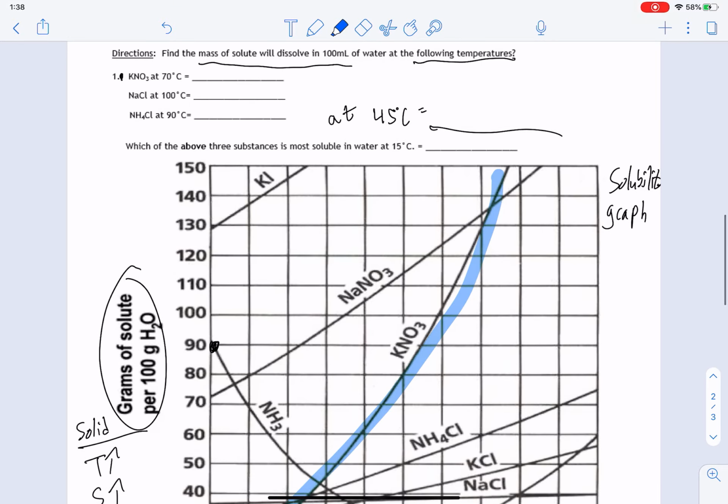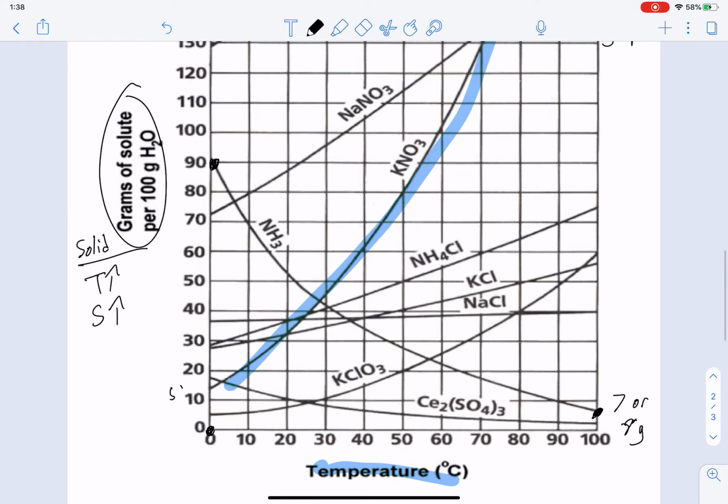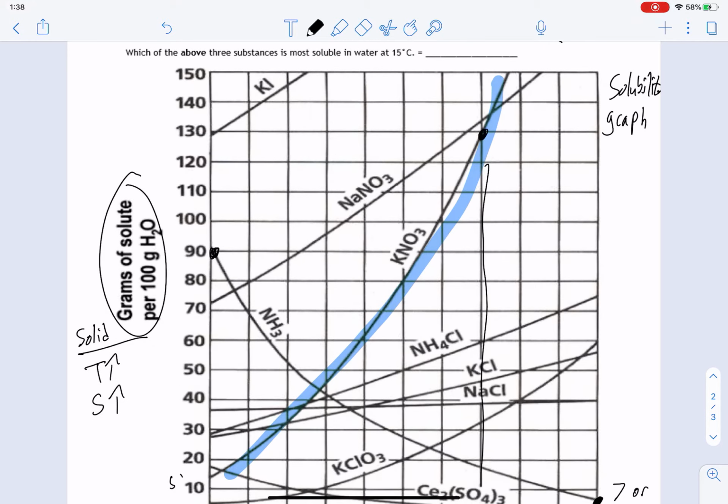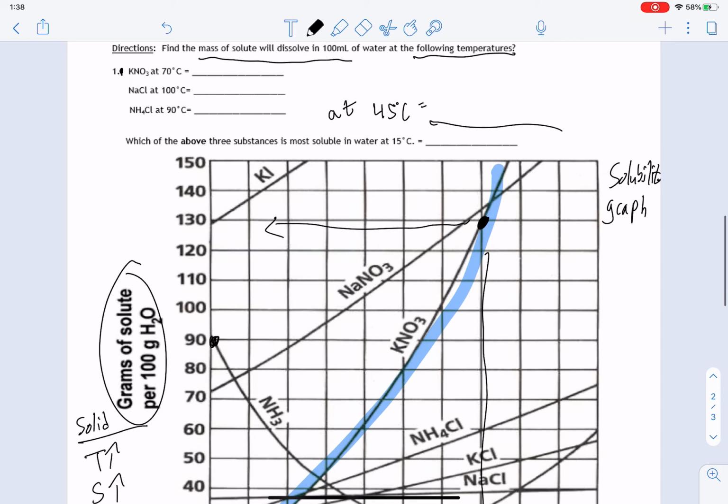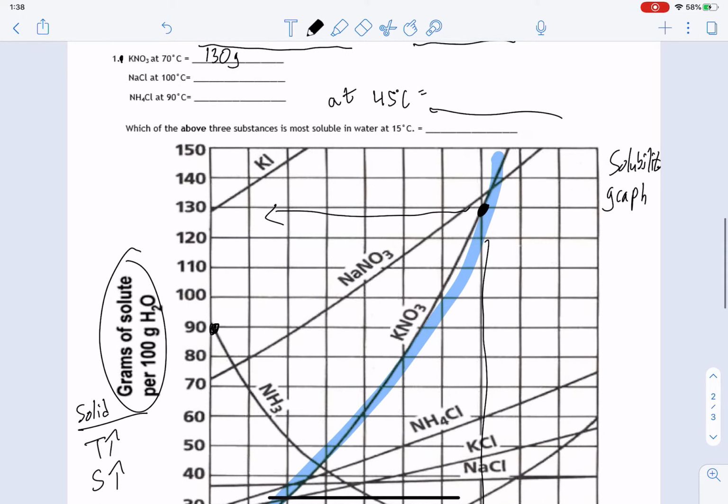So at 70 degrees Celsius, how many grams of potassium nitrate can dissolve in it? We got to go to our temperature side, find 70 degrees Celsius, go up the line, and we hit a point where they intersect right there. Then we have to go to our y-axis and see, okay, it's about 130 grams. So that's our solubility for potassium nitrate at 70 degrees Celsius. Our next one, sodium chloride. Let's just clean up the graph a little bit.